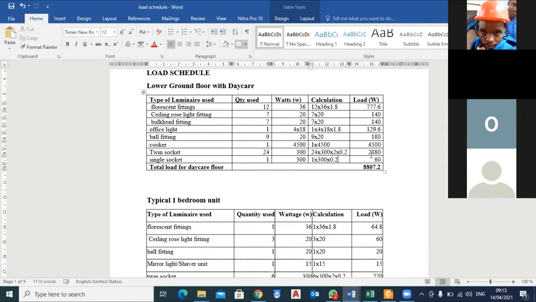We are sure. So wewe usichukue socket zote alafu unaweka kwa socket moja. Just work with 10, 10, 10, 10.